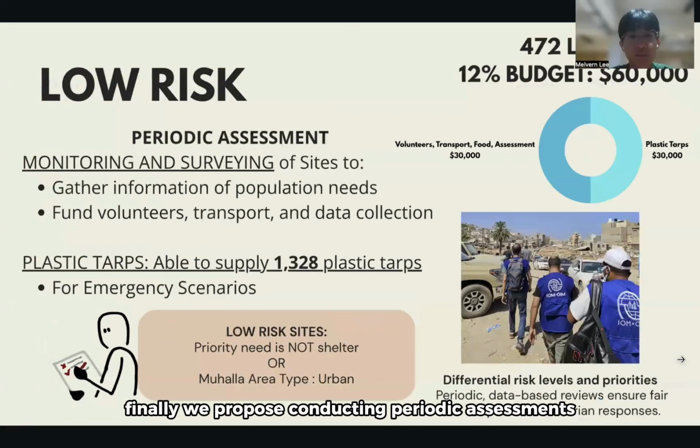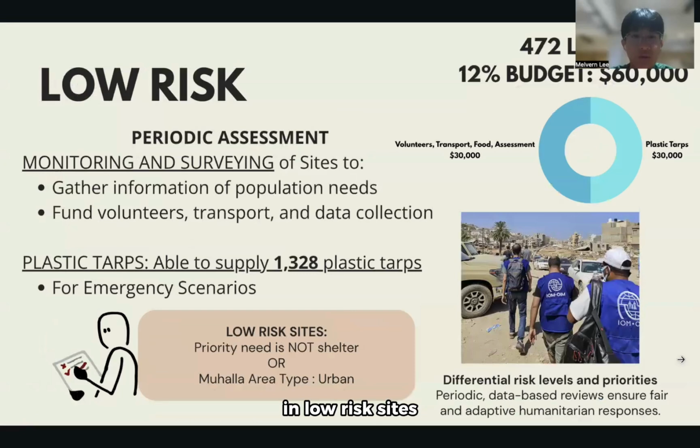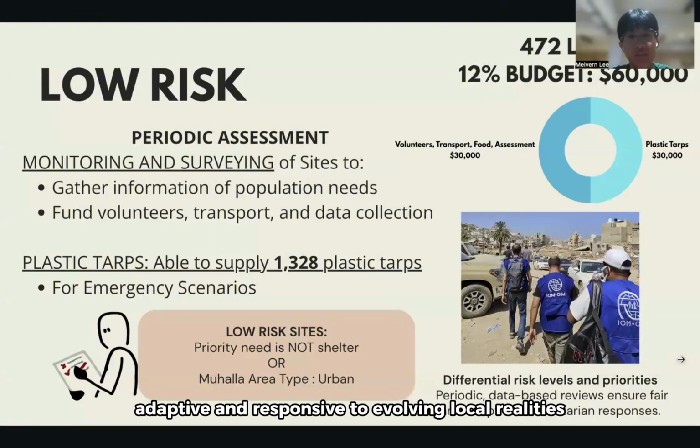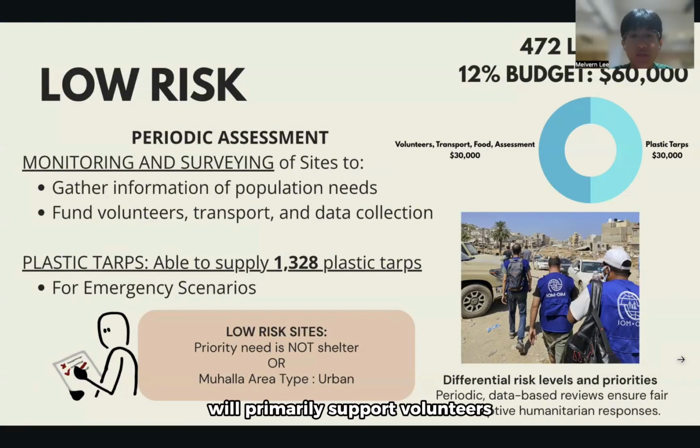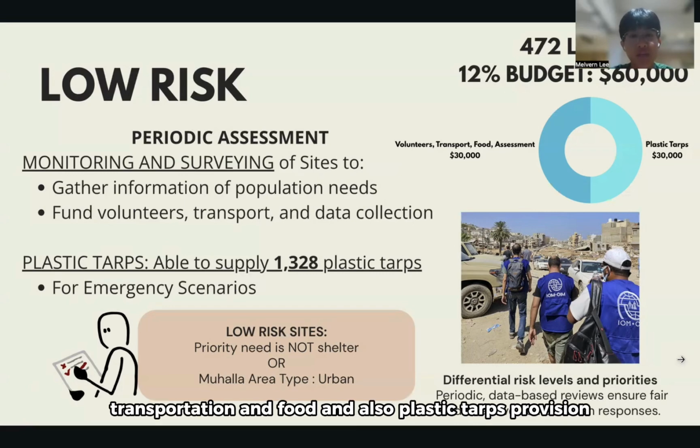Finally, we propose conducting periodic assessments in low-risk sites. Although shelter may not be the top priority in these sites, data-driven reviews ensure that humanitarian responses remain fair, adaptive, and responsive to evolving local realities. Funds in this category will primarily support volunteers, transportation and food, and also plastic tarp provisions for emergency scenarios.